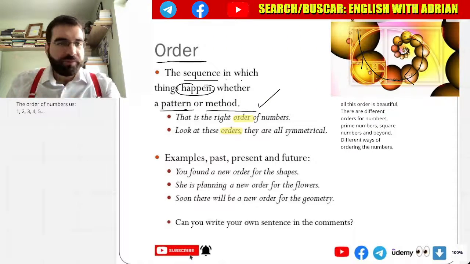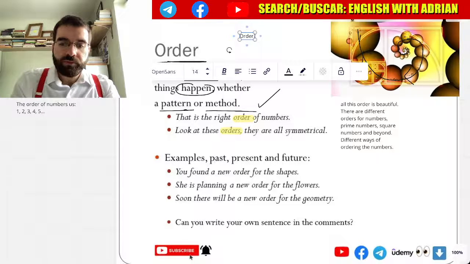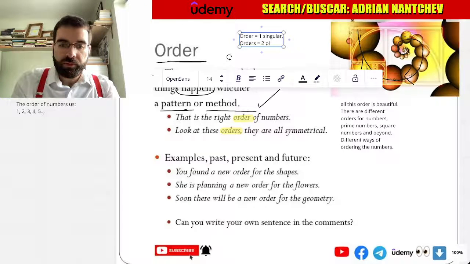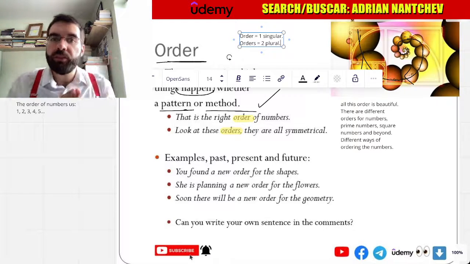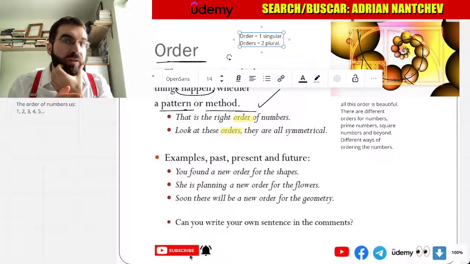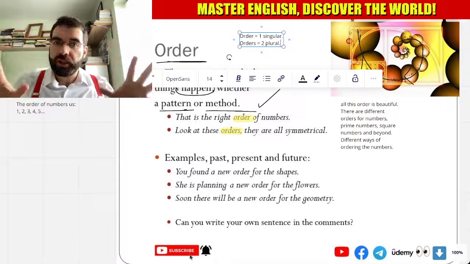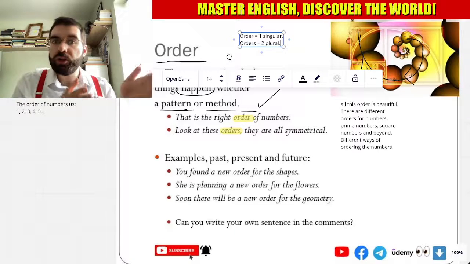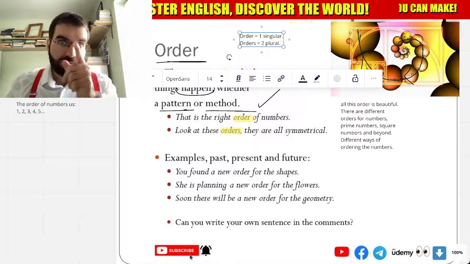How cool is that? So we have singular, order, and plural, orders. Yeah, different orders of numbers, different orders of letters, different orders of colors. There are different ways to order colors, different ways to order numbers. Makes sense. How cool is that?